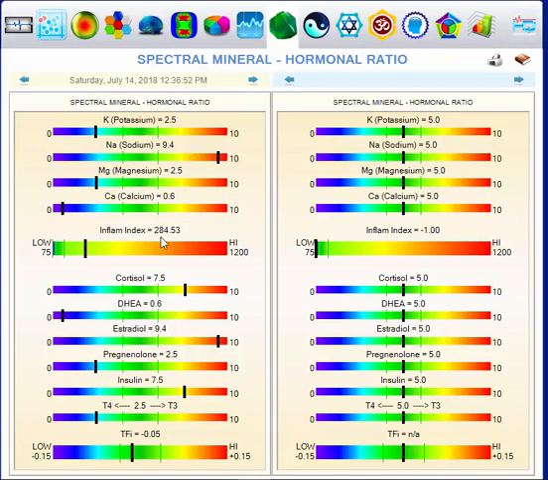So in this case, we see it's 284. So we see it's not a lot of inflammatory processes going on. And so we start moving into the hormonal.